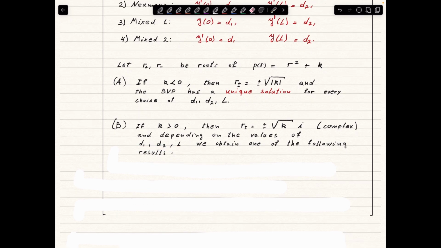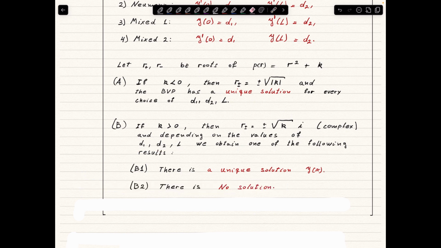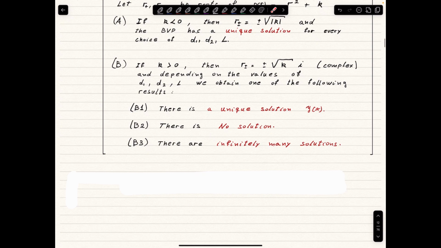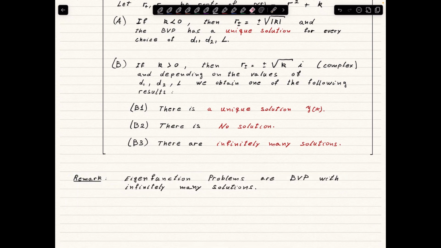So we have three possible cases. Either we have a unique solution for some choice of these constants, or we have no solution at all for a different choice of these three constants, or we have infinitely many solutions for a choice of these three constants. So it could be any of these three cases, but only for k positive. For k negative, there is always a unique solution. That was the main result in the previous video, and we are interested in this result in our video now because we are going to introduce what we call eigenfunction problems, and these are going to be boundary value problems that have infinitely many solutions.